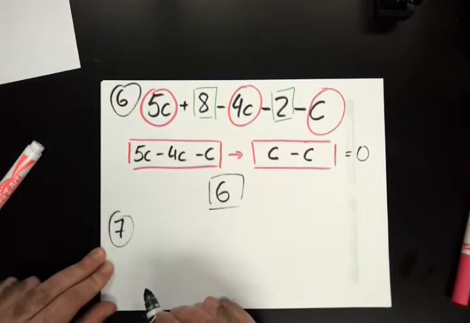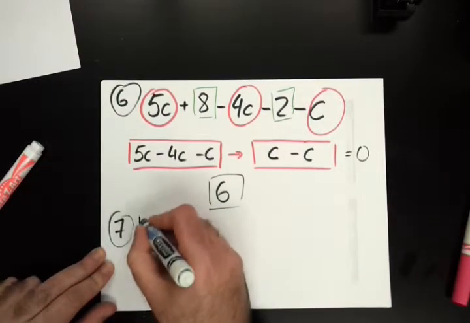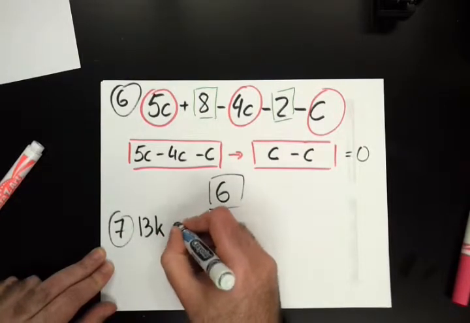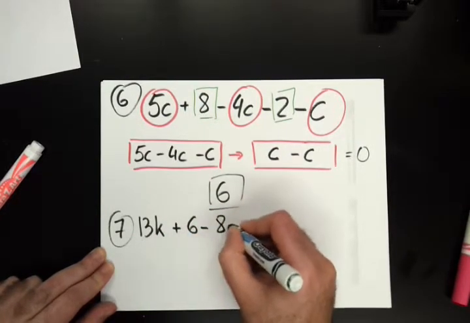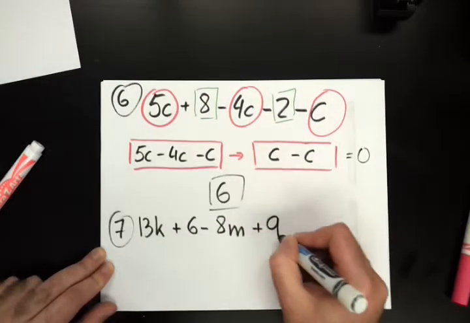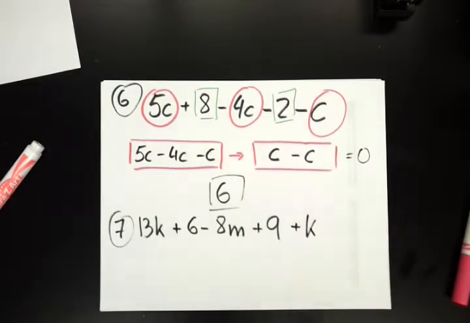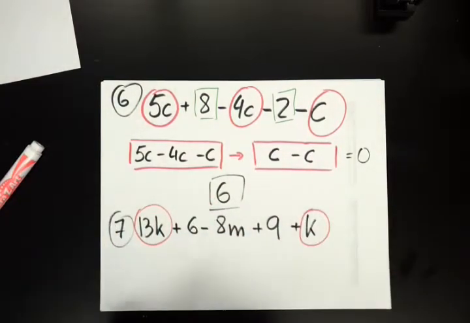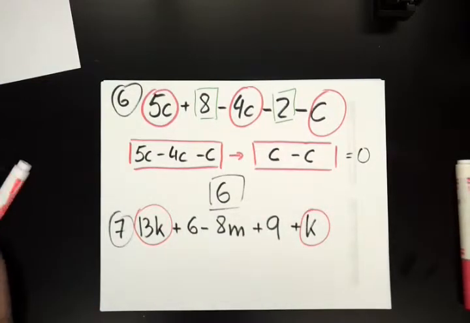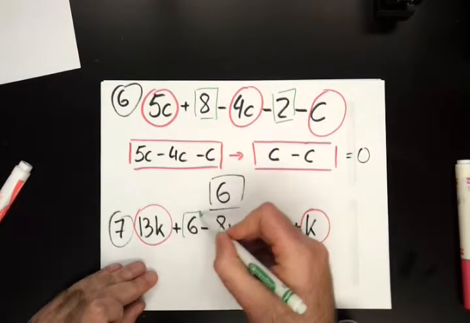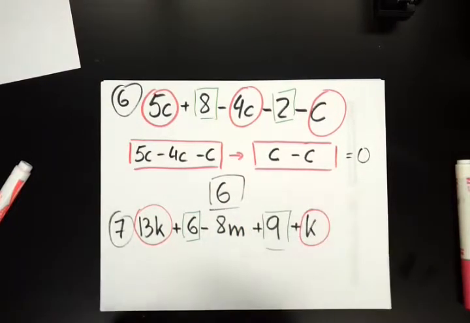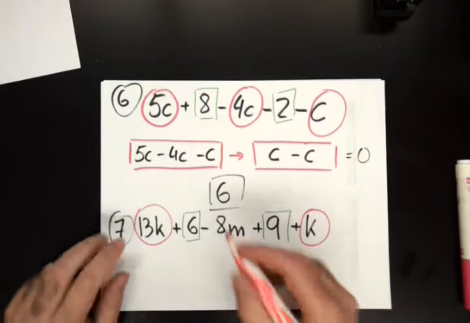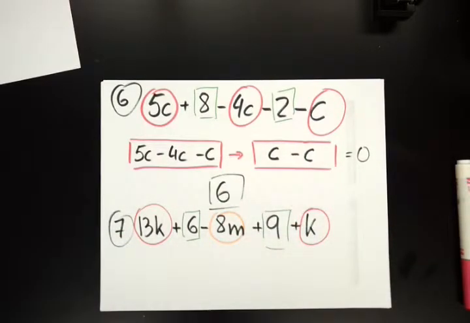7 is next. Another big one, 13K plus 6 minus 8M plus 9 plus K. 5 terms, and I have 3 different types of terms now. Let's group them together. K terms first. K term, K term. Constants next. Constant, constant, and the M term last. Why last? I don't know. It's last.